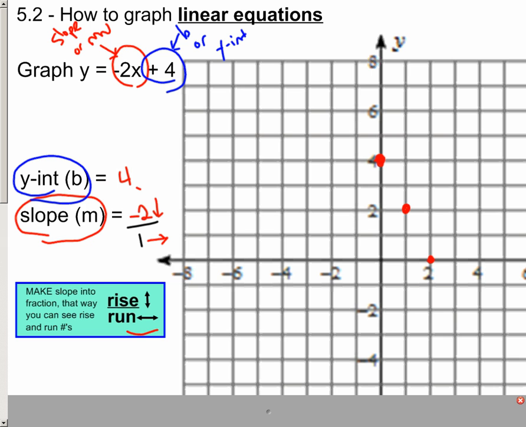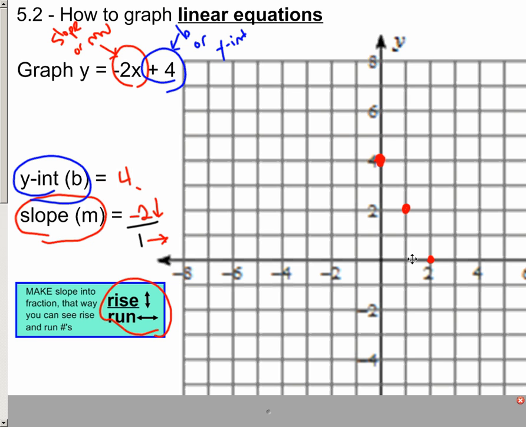Sometimes a lot of the teachers that have been teaching for a lot of years call this rise over run. The top number tells you that you'll be going up or down, and the bottom number tells you you'll be going left or right. If the top number is negative, we go down. If the top number is positive, we go up, however many spaces that number is. The bottom number is going to tell us to go left or right, however many spaces that number is, and if it's positive, we go to the right, and if it's negative, we go to the left.